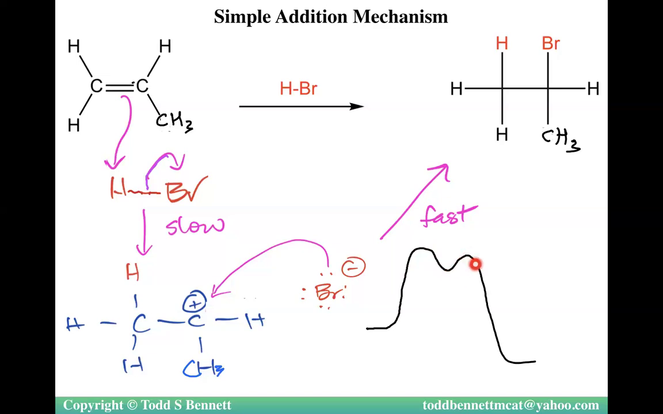High energy for the first step, low energy second step. Low energy means very fast. High energy means very slow. So slow first step, once you get the carbocation, it's off to the races. You're going to finish with your final compound.